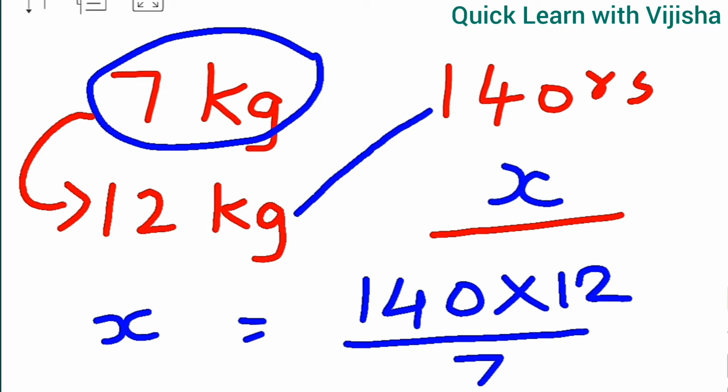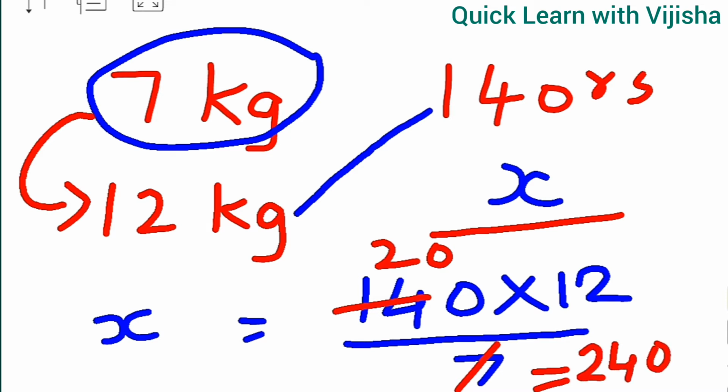Now we will do the cancellations. 7's table: 14 goes how many times? 2 times. But here 0 is remaining, so we will take that 0 also. So 7 20s will give you the value 140. Now we need to multiply. 20 into 12 will give you the value 240. Now we have found the value for x. This side has the unit rupees, so your answer will be 240 rupees. Understanding, children? We'll see the second question.